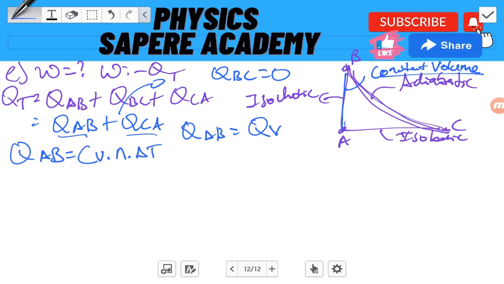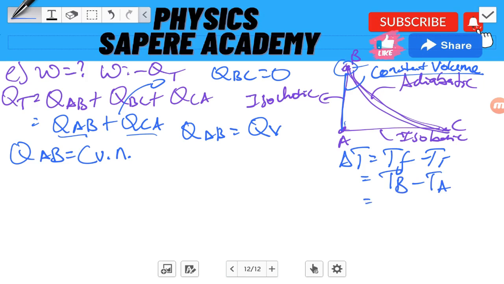Now, my change in T here, so the change in T is TF minus TI. Now, in our isochoric process our T final is TB, minus initial, which is TA. But we know that TB is 3 times TA, as we saw at the beginning, minus TA. So this is 2 TA. So this equals CV n times 2 TA.